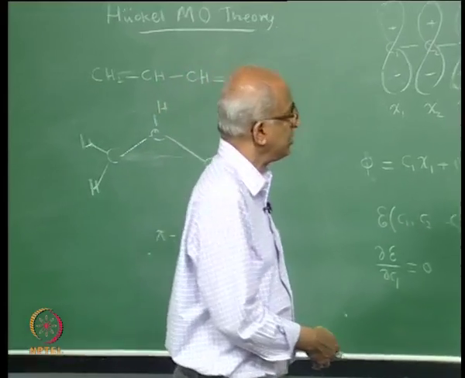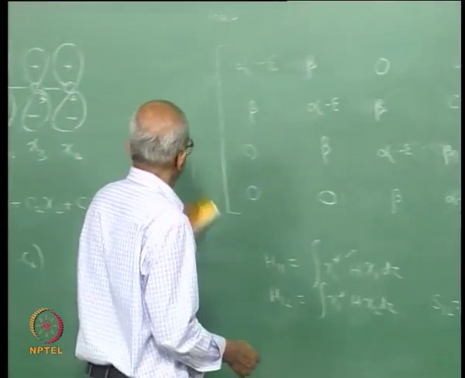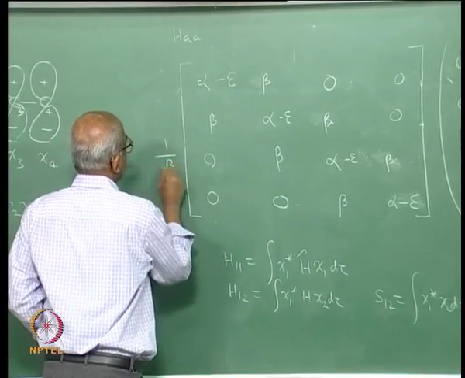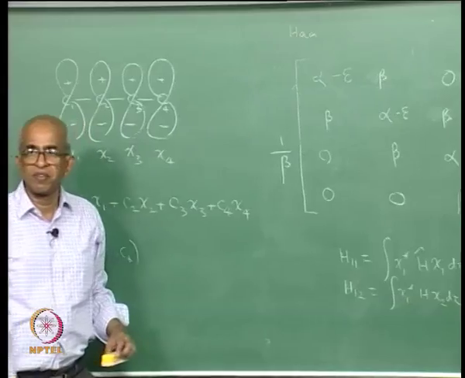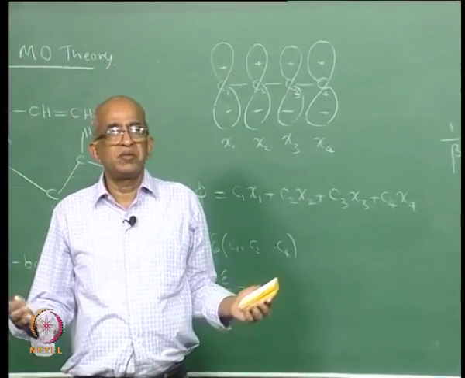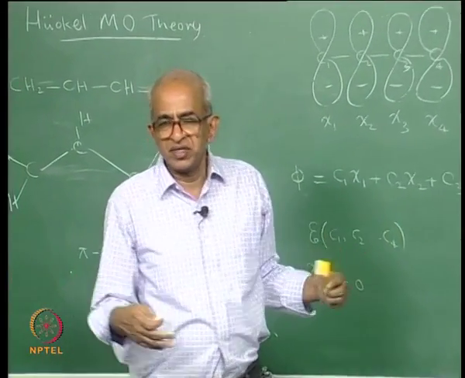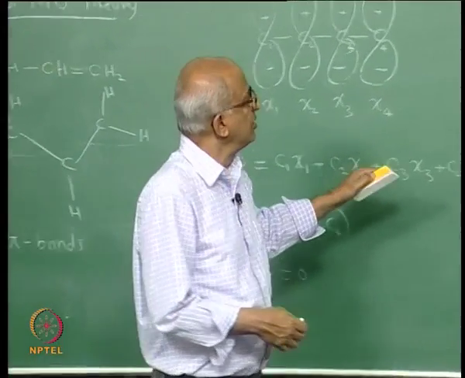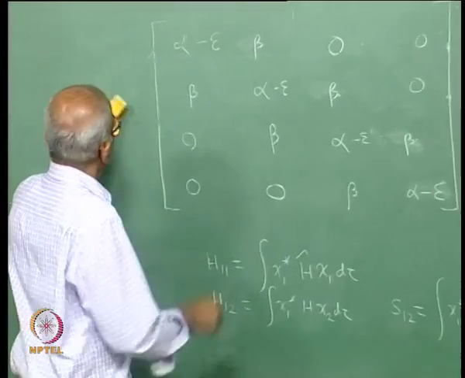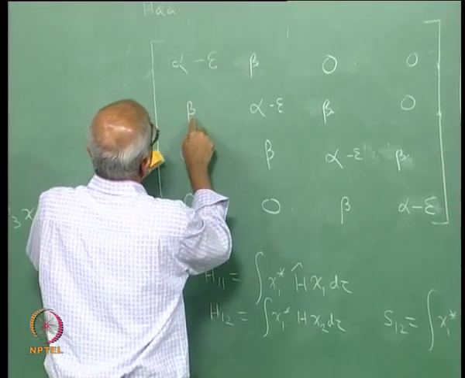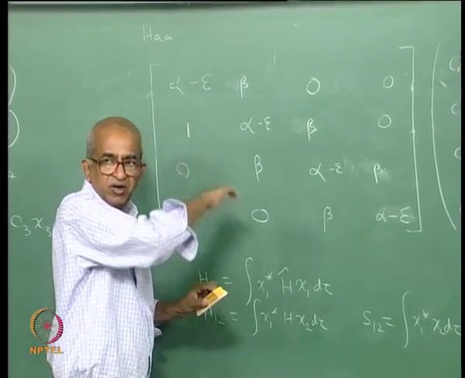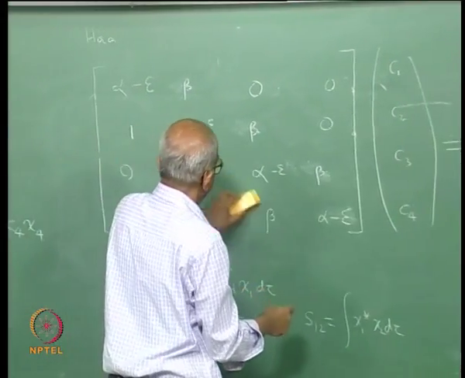It looks much nicer than the previous expression that I had. And if you like, you can even make it appear simpler. I will multiply from the left hand side with 1 by beta. What do you mean by multiplying a matrix by 1 by beta? That means each element you are dividing by beta. So naturally, this beta will be converted into a 1. All the betas that are there will all be converted into unity after this multiplication.